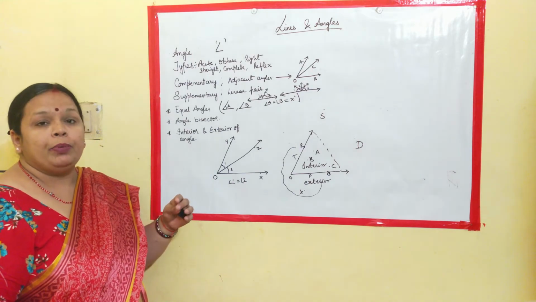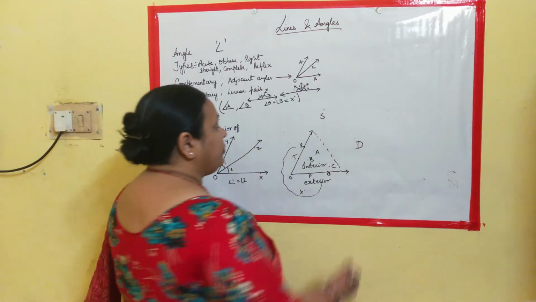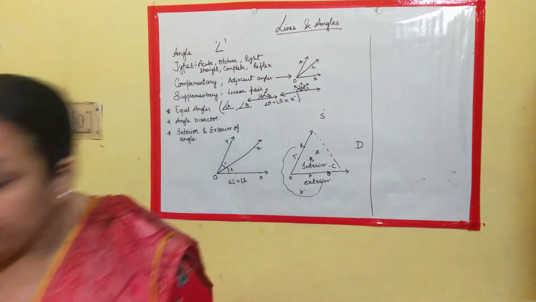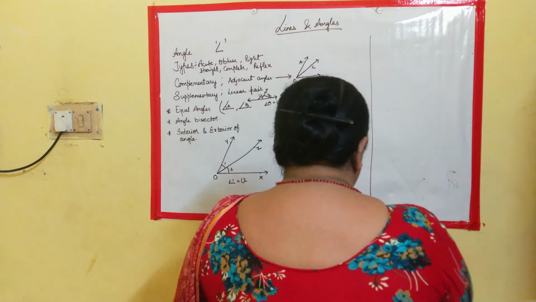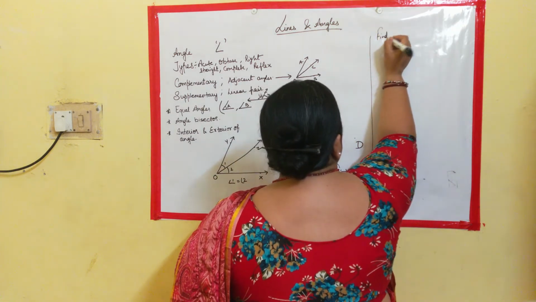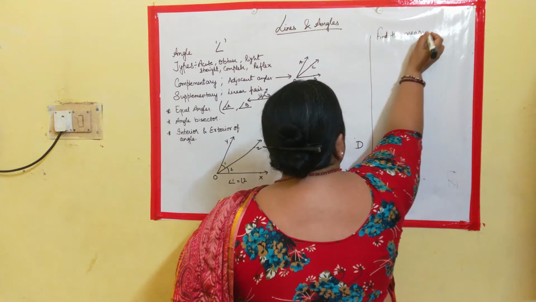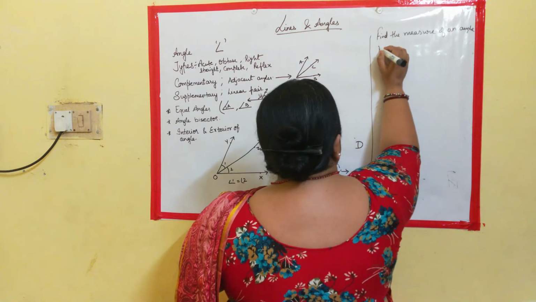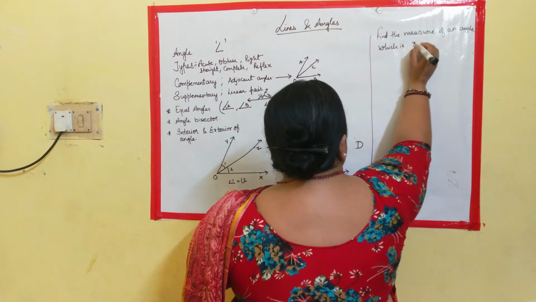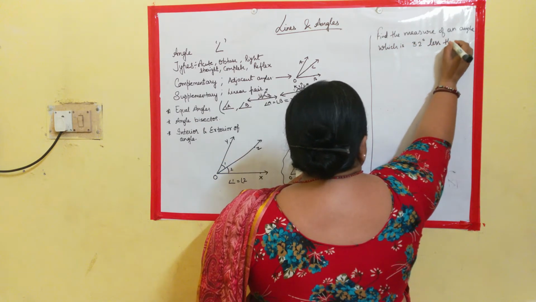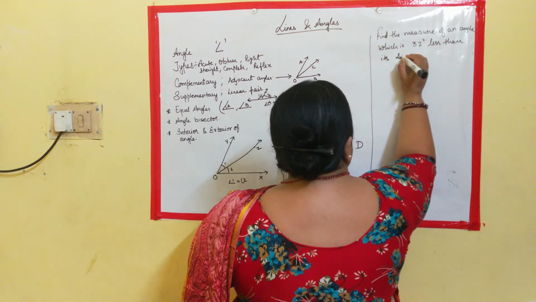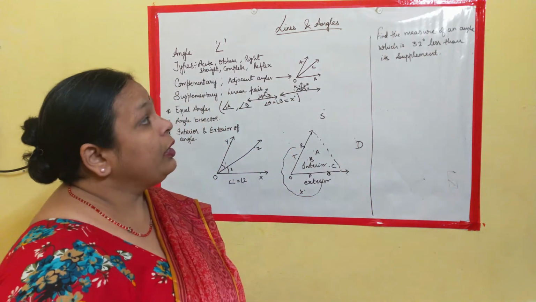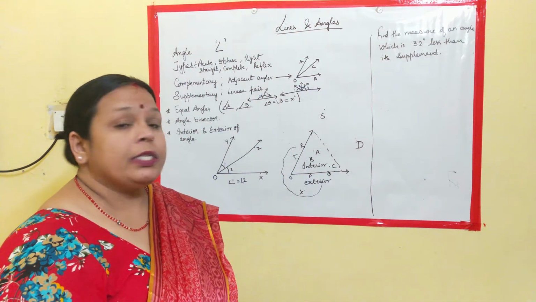We'll be taking a few examples based on these. Let's take up the example: find the measure of an angle which is 32 degrees less than its supplement. So, how are you going to do this?